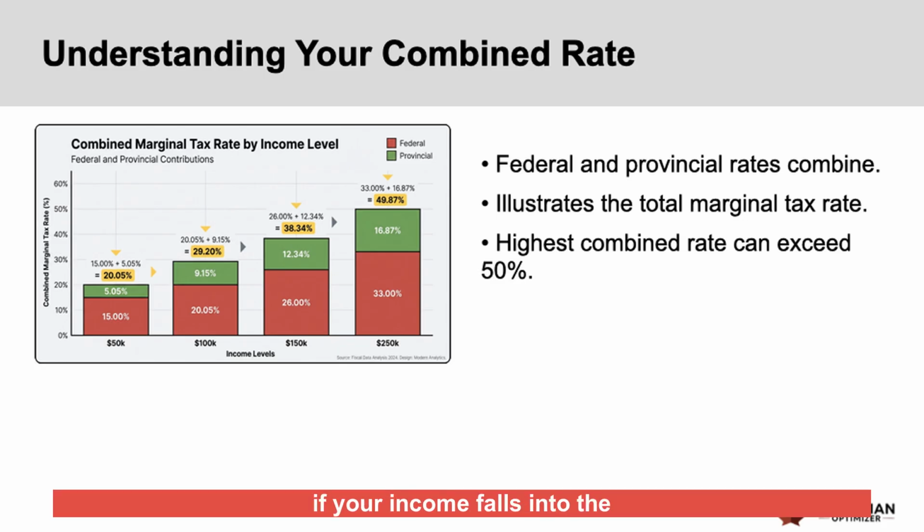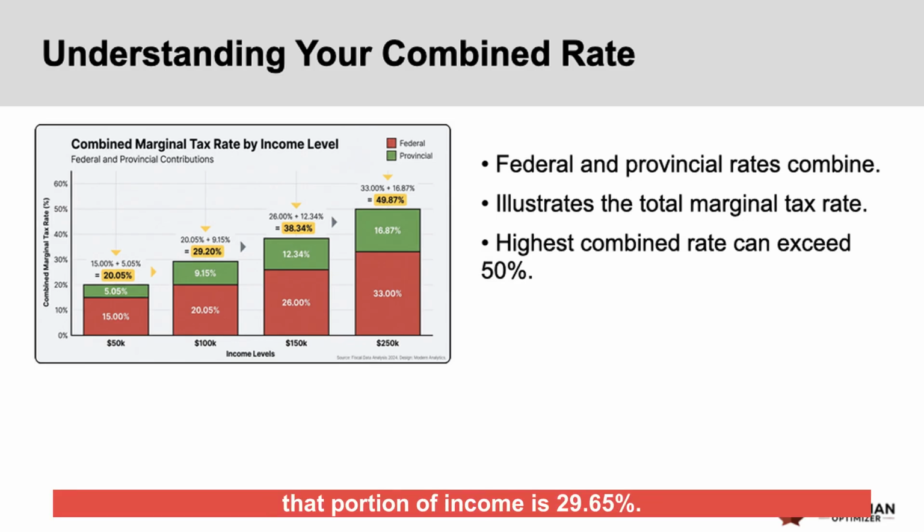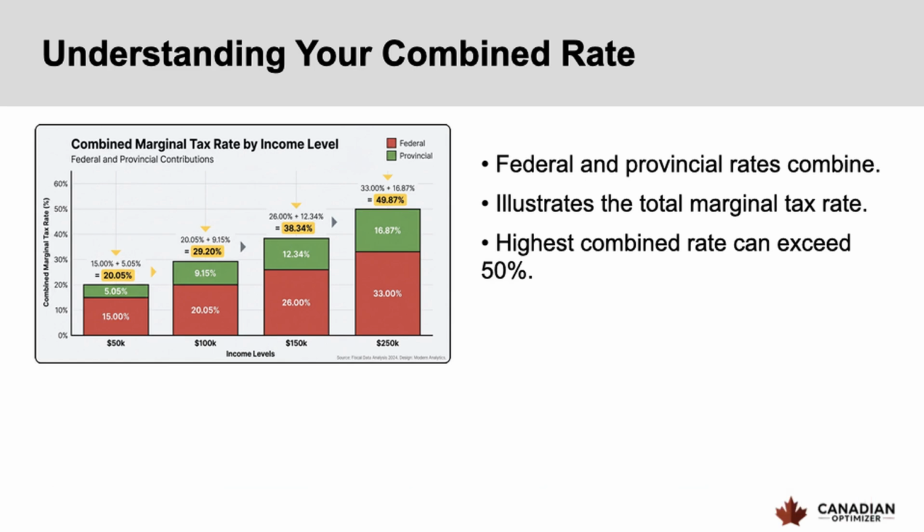For example, if your income falls into the 20.5% federal bracket and the 9.15% Ontario provincial bracket, your combined marginal tax rate on that portion of income is 29.65%. It's important to be aware that for very high earners, especially in certain provinces, the combined marginal tax rate can exceed 50%. Understanding this combined rate is crucial for effective financial planning, as it directly impacts your take-home pay from any additional income you earn.